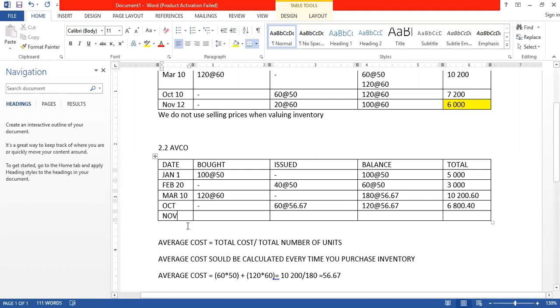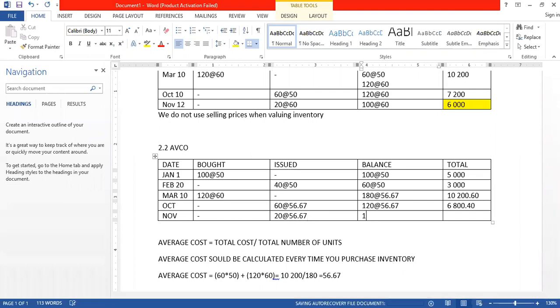So what did we do in November? We did not buy, but we issued. We issued 20 units at the cost of the previous month's balance, which is still 56.67. It has not changed because we did not buy. So the cost only changes when we buy. It says average cost should be calculated every time you purchase inventory. Now in this case, we did not purchase, we only sold.